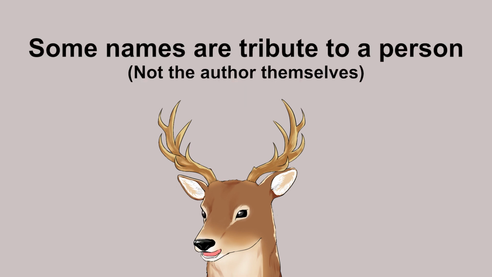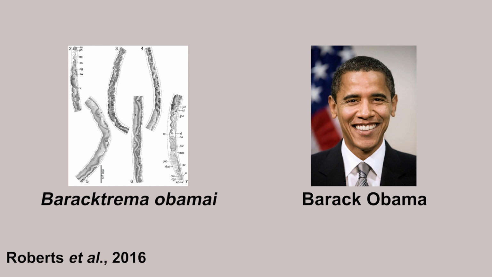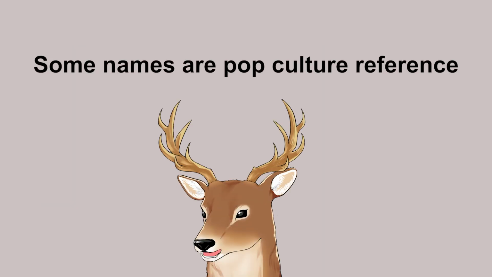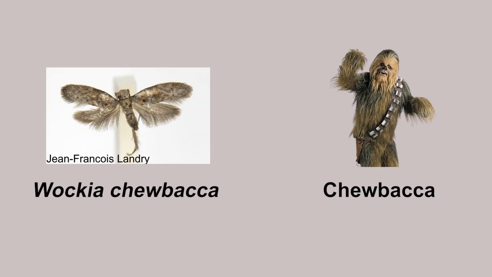Some names are tributes. These usually end with the suffix "i". For example, Varanus beccarii is a tribute to Odoardo Beccari. Barack Trema obama is just straight up Barack Obama. Not only to people, some are references to pop culture. Kilikola charizard took inspiration from the Pokemon name. Wokia chewbacca took inspiration from Chewbacca.